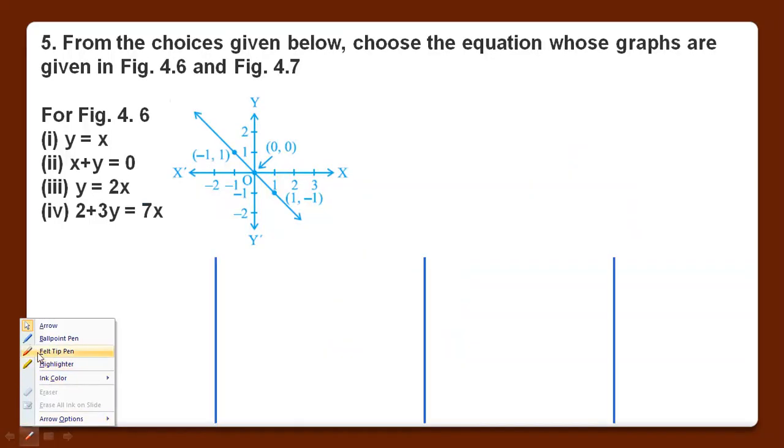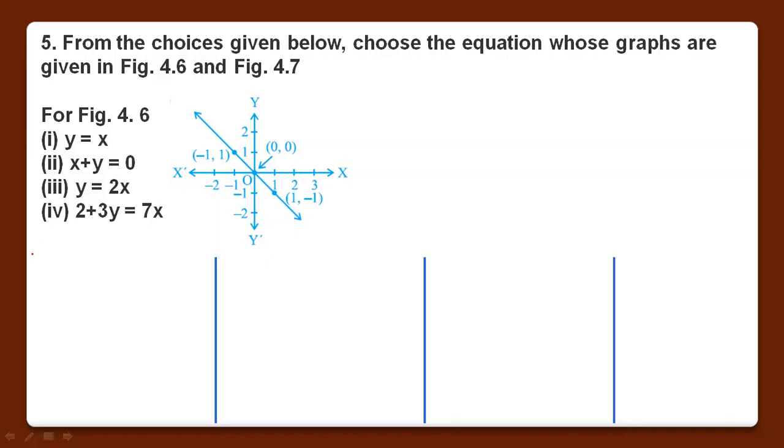From the choices given below, choose the equation whose graphs are given in figure 4.6 and figure 4.7. For figure 4.6, this is the graph. ये ग्राफ किस इक्वेशन का है? ये हमें चार ऑप्शंस गिवन हैं। हम वन बाय वन ये जो पॉइंट्स हैं इसके सॉल्यूशंस हैं और LHS इक्वल RHS मींस ये जो पॉइंट्स गिवन हैं, अगर ये गिवन इक्वेशंस को सेटिस्फाई करेंगे तो वो इसके ग्राफ की इक्वेशन हमें मिल जाएगी.